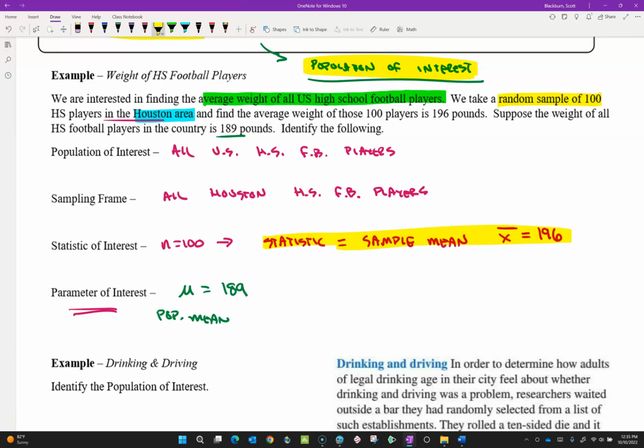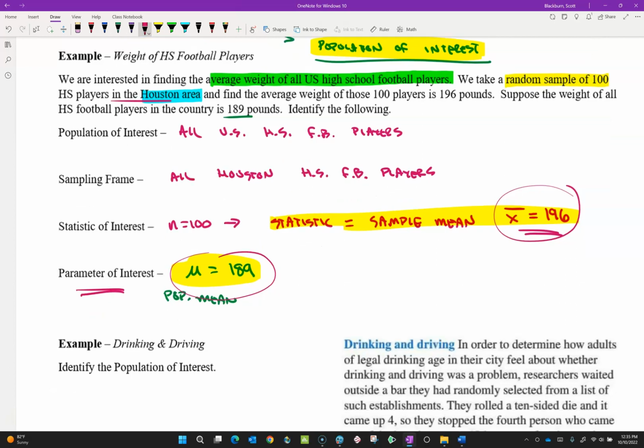Now, in reality, we rarely ever know what the true population mean is, right? We just take our sample, and that's all we have to go on. Okay? So notice that the sample mean was different than the population mean. Okay? All right.